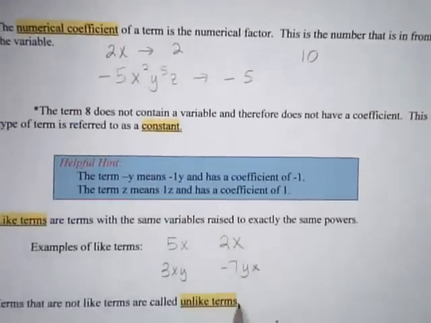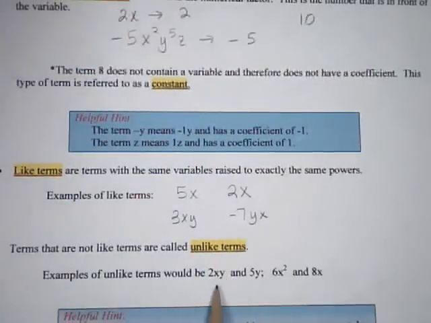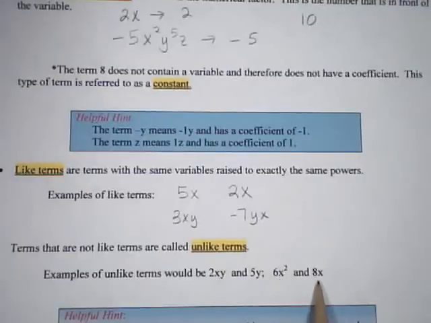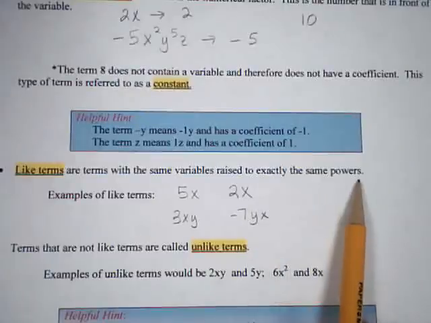Terms that are not like terms are what we call unlike. Here are some examples of unlike terms, 2xy and 5y. Well, they both have y, but they don't both have x, so therefore they're not like terms. 6x squared and 8x, they both have x, but one has x to the 2nd, and one has just understood x to the 1st. So these are not like terms because they're not raised to exactly the same powers.